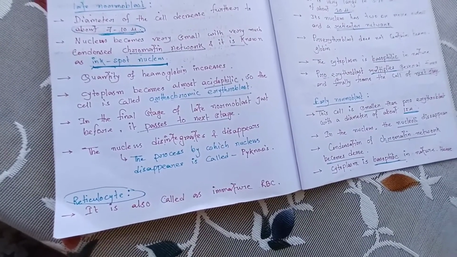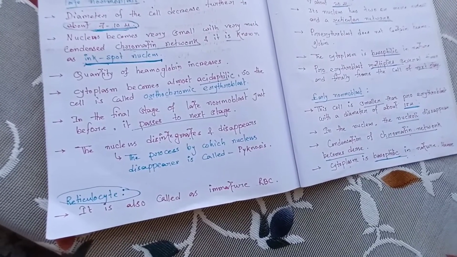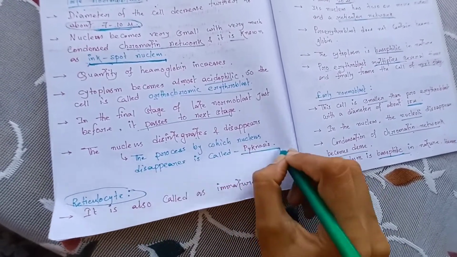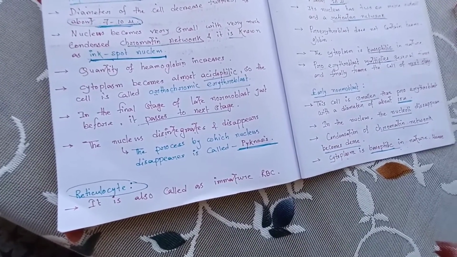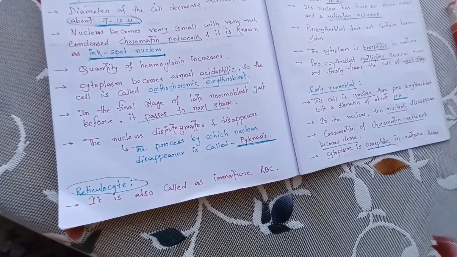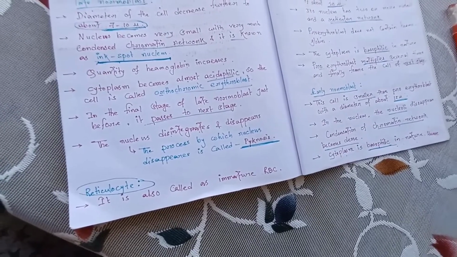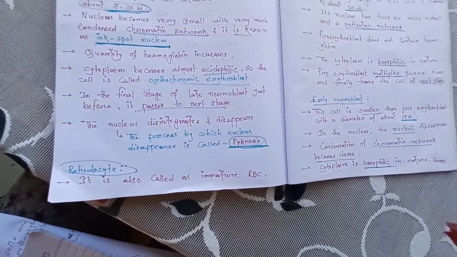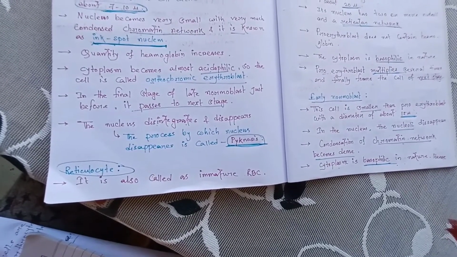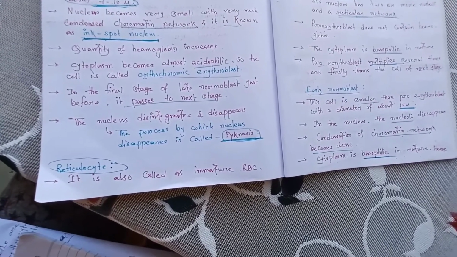The process by which the nucleus disappears is called pycnosis. It is also important. What is the pycnosis process? Pycnosis is the process by which the nucleus disappears. So, in the late normoblast, there are two important questions: what is ink spot nucleus and what is pycnosis?